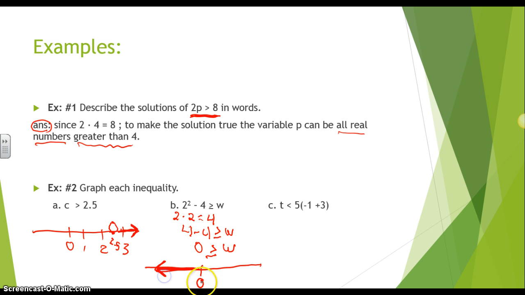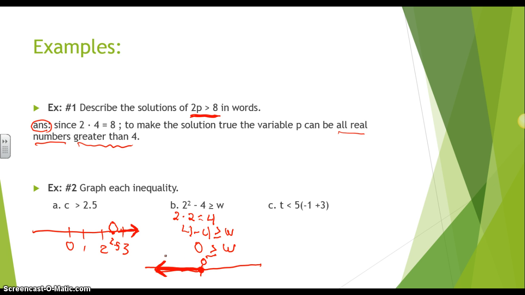Notice it's including, so I actually have to have a shaded in circle at 0 and everything shading to the left. I'll put 0 at the top, shaded in, going to the left.